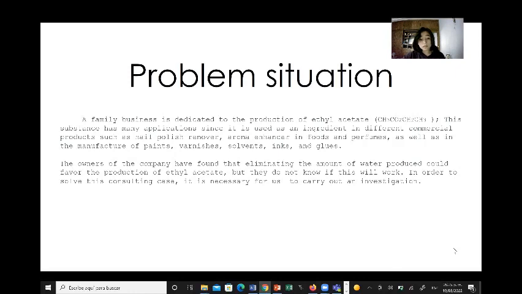The owners of the company have found that eliminating the amount of water produced could favor the production of ethyl acetate, but they do not know if it will work. In order to solve this consulting case, it is necessary for us to carry out an investigation.